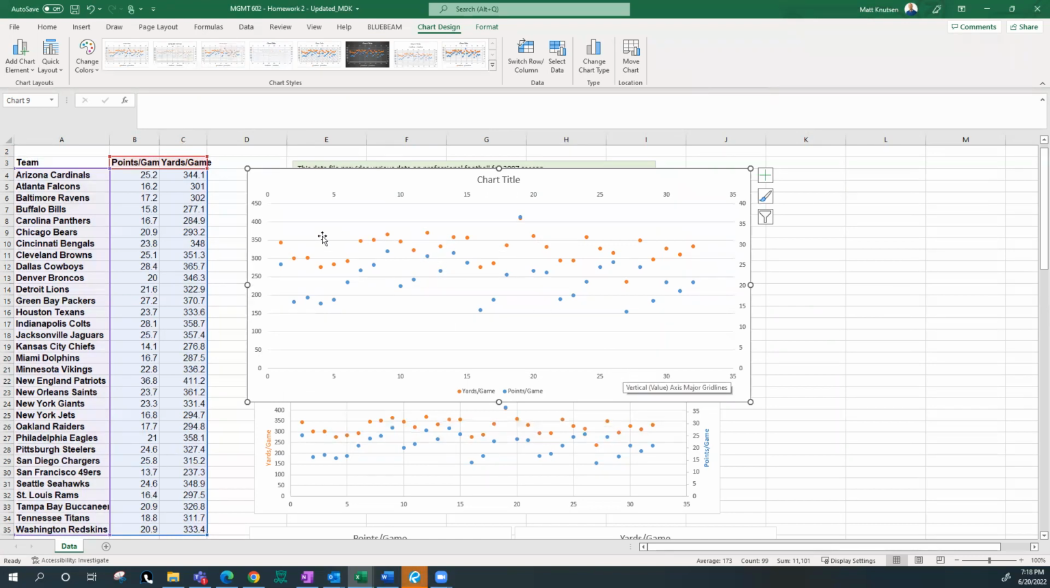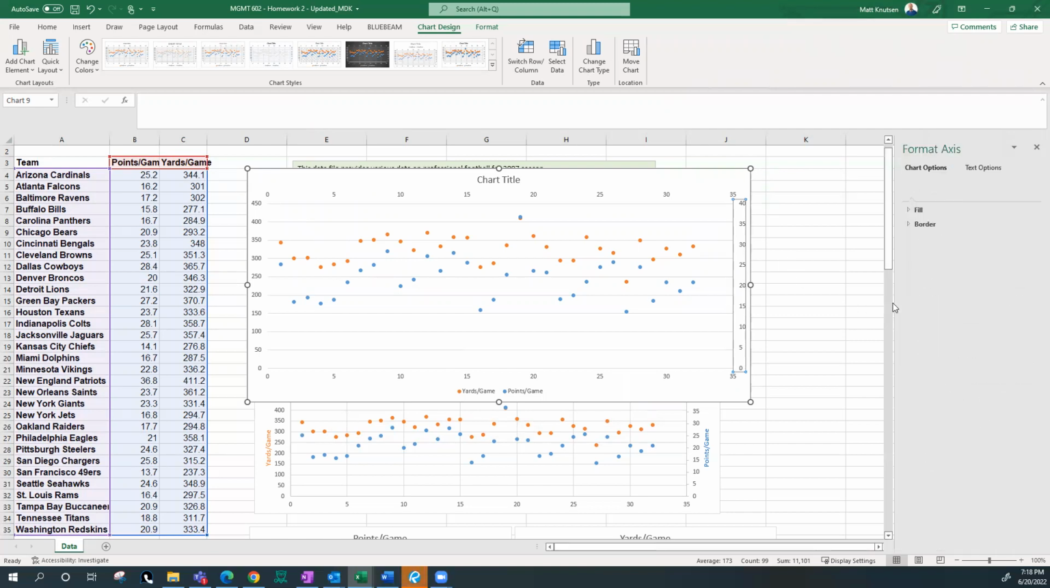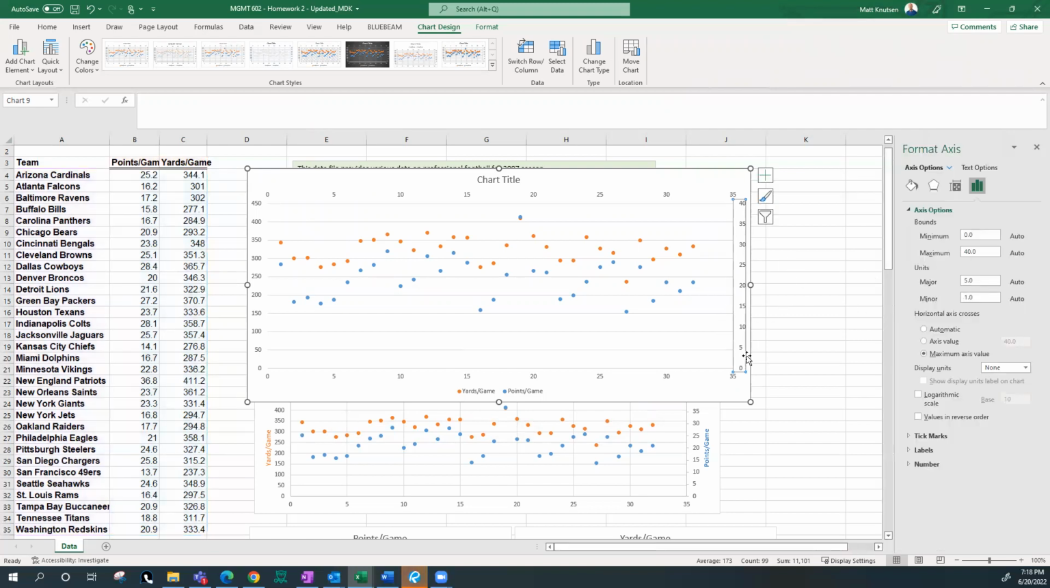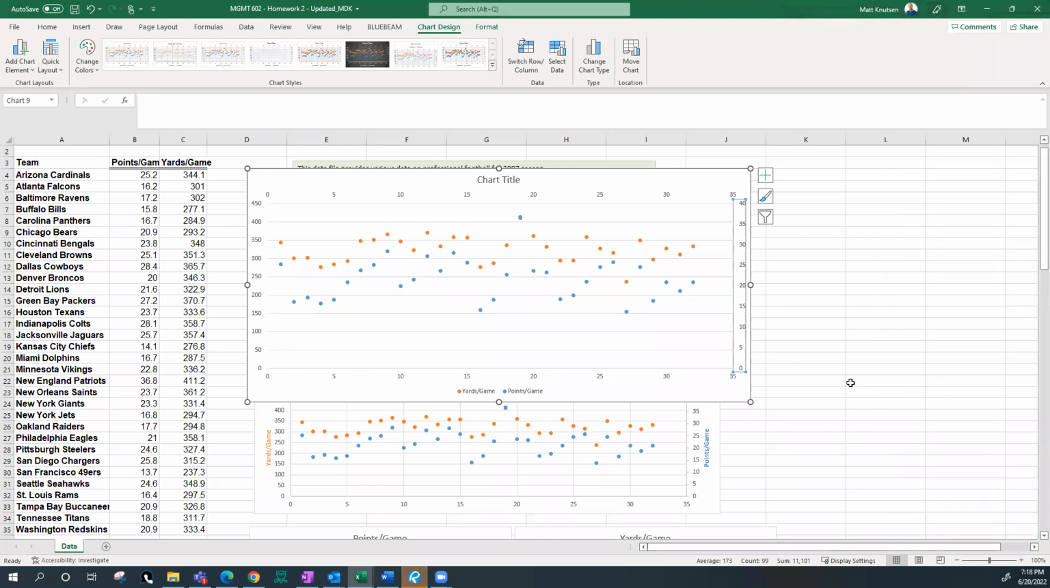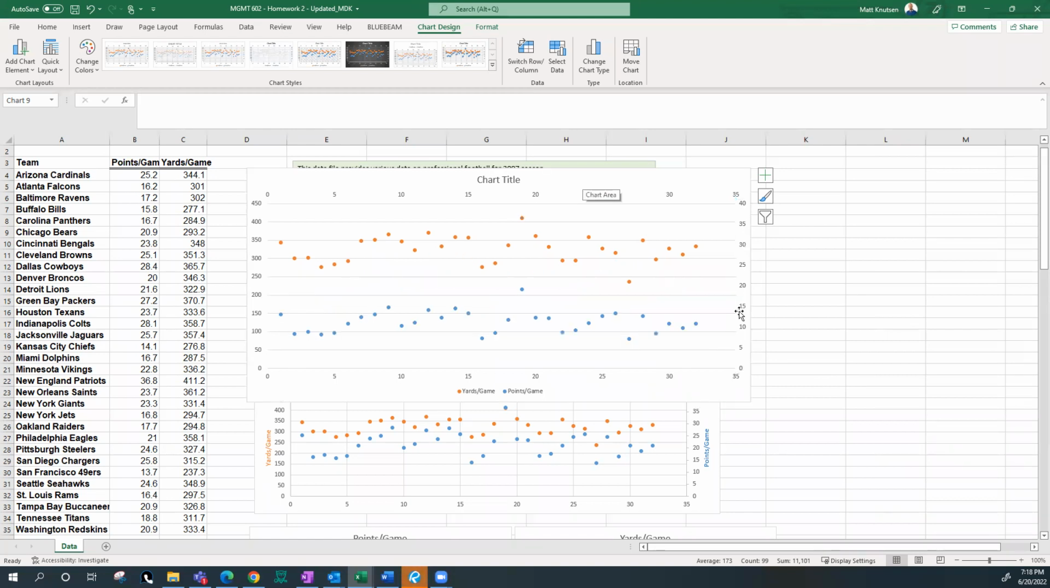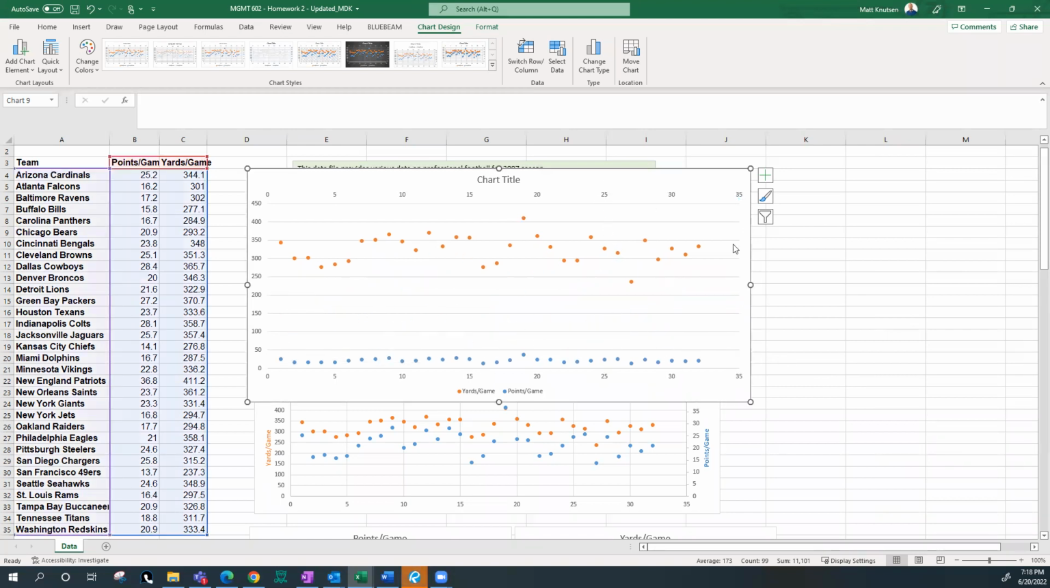And then you can go in here and play with this. You can change your axis. So if you want to reduce this, whatever you want to do, kind of pretty it up. But back to the question: is it purely linear? So should we have a trend line go through this?